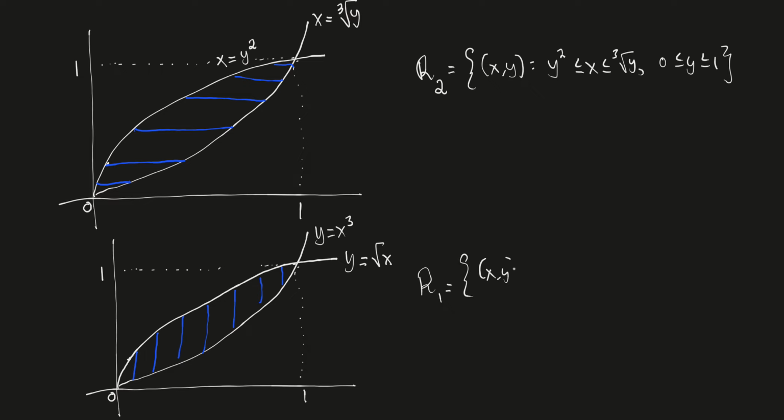So all ordered pairs, and in this case now x goes from 0 to 1. And then y goes from the lower of the two functions, which is x cubed, up to the larger of the two functions, which is the square root of x. So y is less than the square root of x. And it looks like that, right?